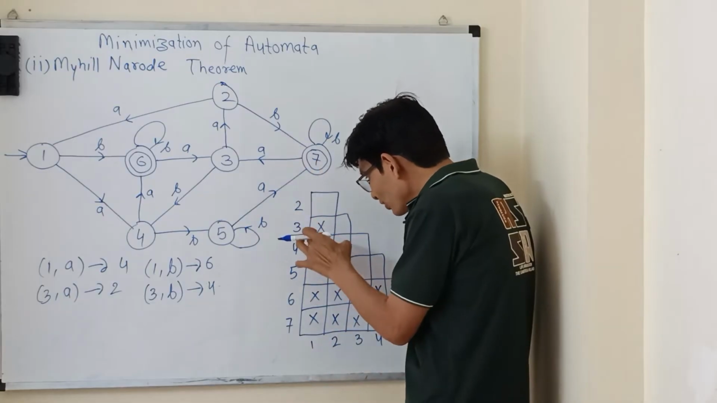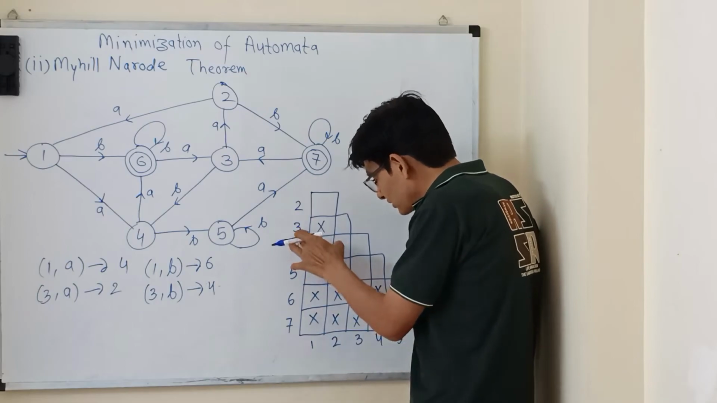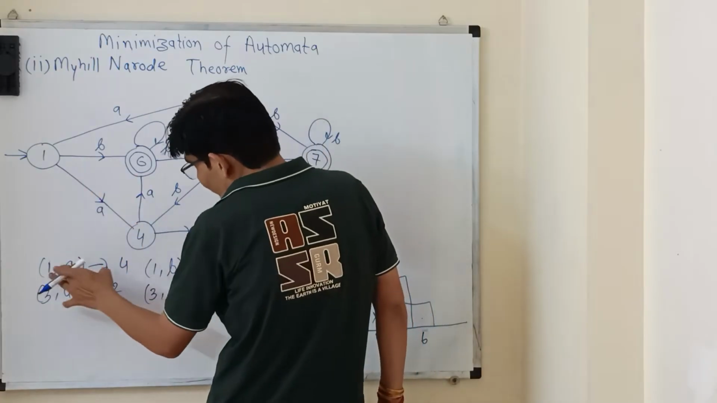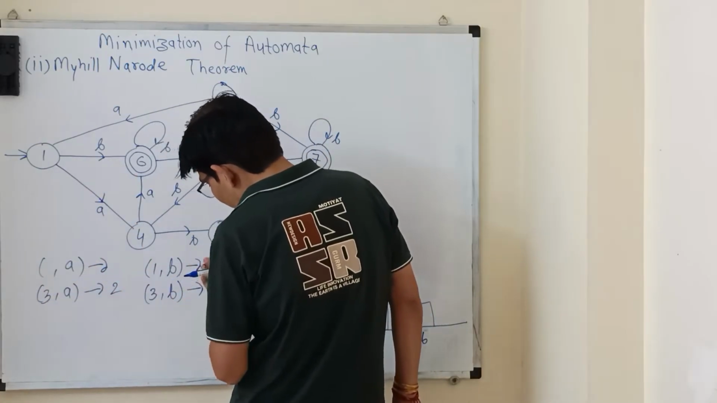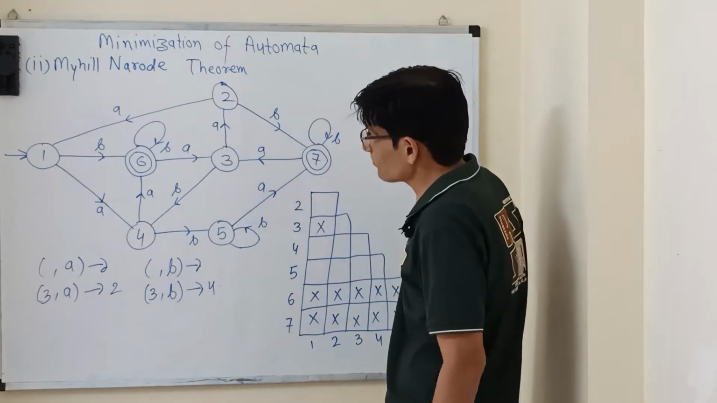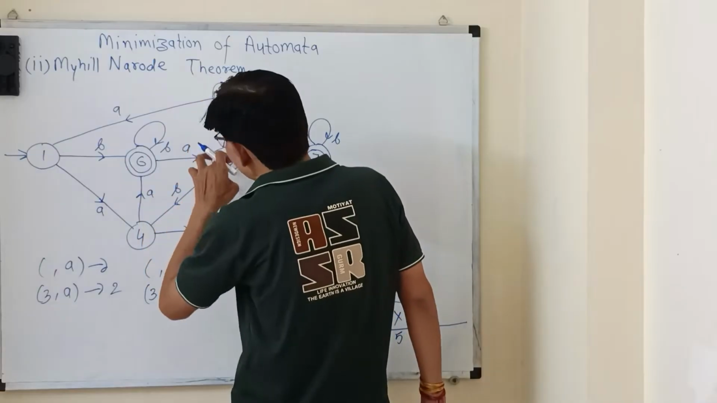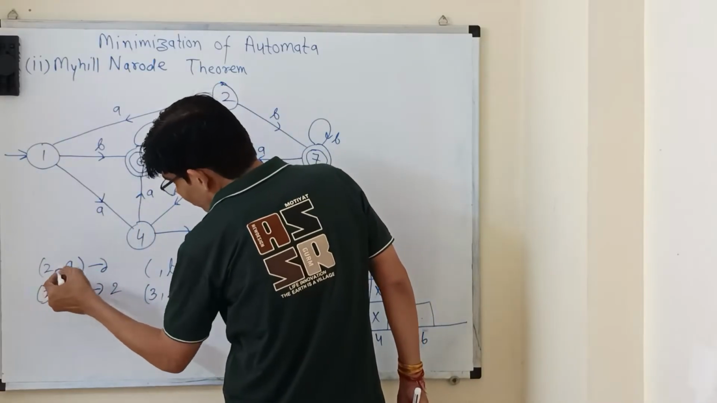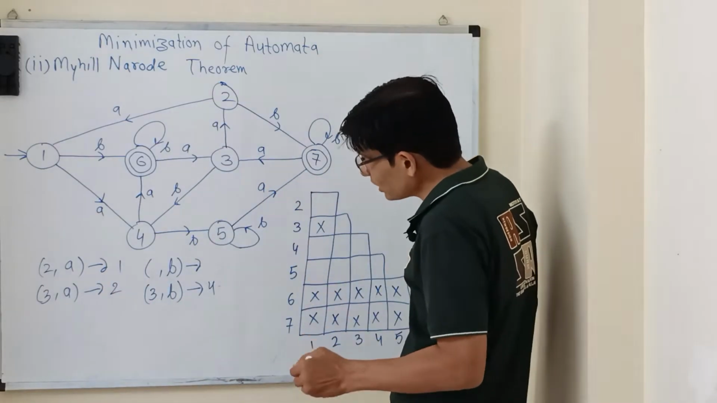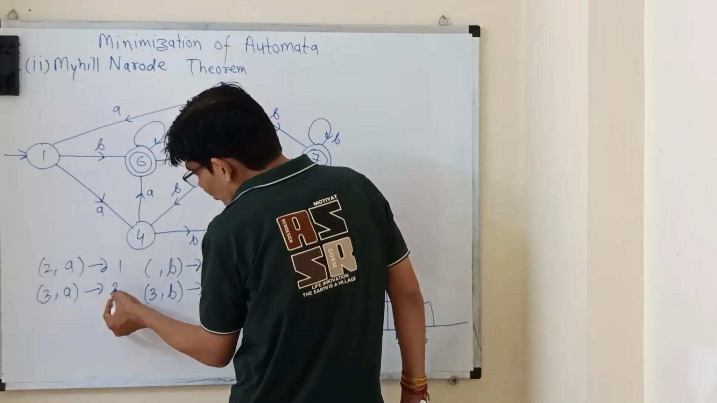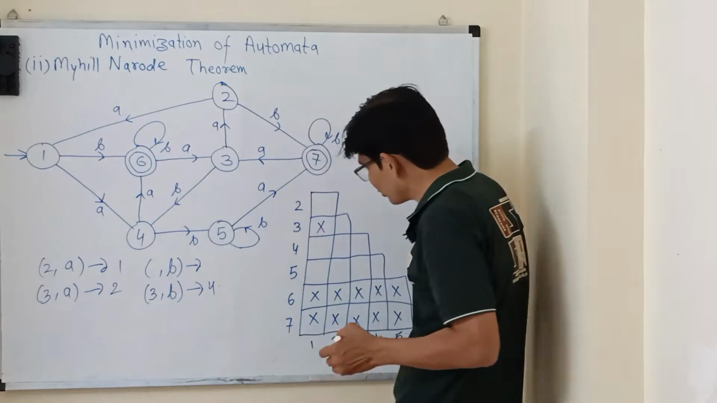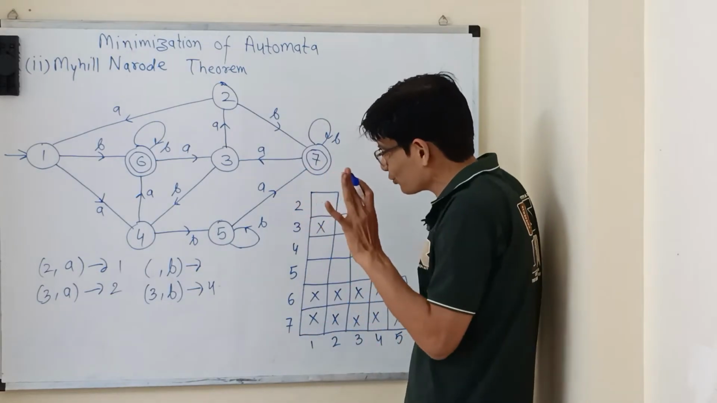Now we can try putting a cross in the combination of 2 and 3, or 3 and 2. Now I will try putting a cross between 3 and 2. You can see on 2, if we are applying A, we are moving to 1. And on 3, if we are applying A, we are moving to 2. So let's check whether 1 and 2 are crossed or not. So 1 and 2 are not crossed yet.